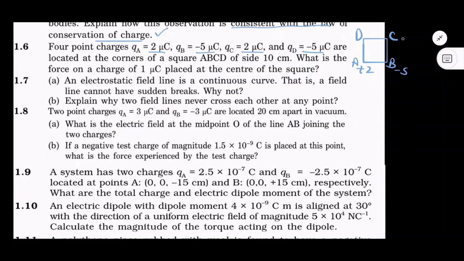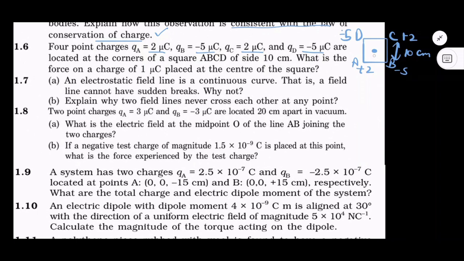So plus 2, minus 5, plus 2 again, and again minus 5. These charges are located at the corners of a square of side 10 centimeter. So each side is 10 centimeter, right? Now what is the force on the charge of 1 microcoulomb which is placed at the center of the square? We have to calculate the force on this charge due to all the other charges.